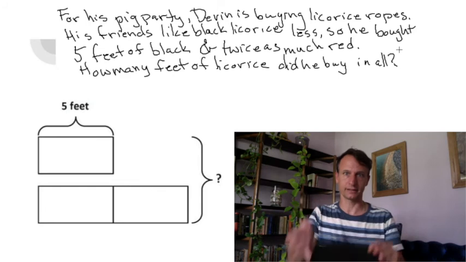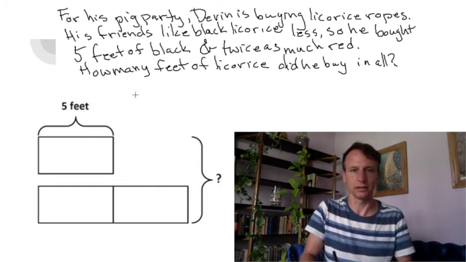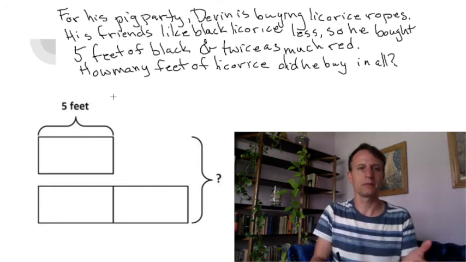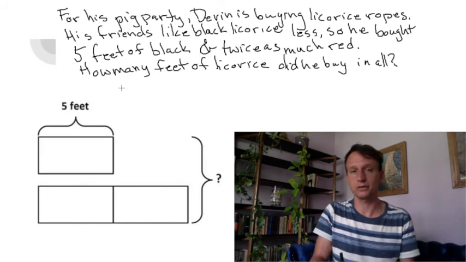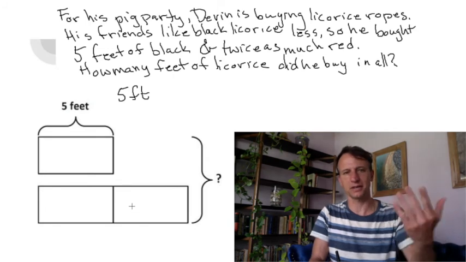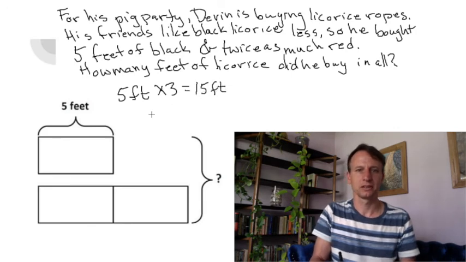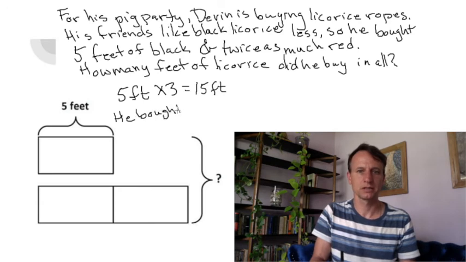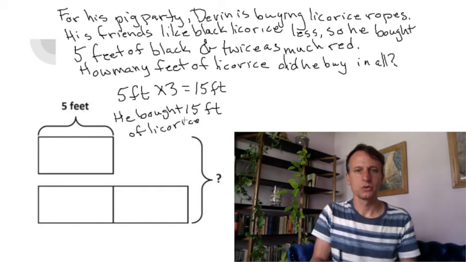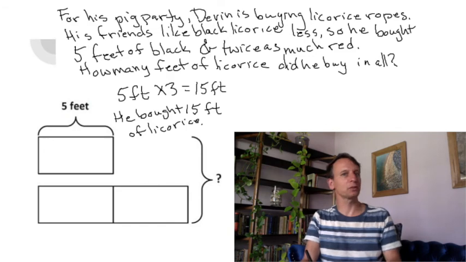All right, so anyway, the math is easier, and the easiest way to do it is to just say 5 feet. We have 3 of these blocks, right? So we can just do times 3, for a total of 15 feet. So he bought 15 feet of licorice. Ooh, that's going to be one happy little pig party.